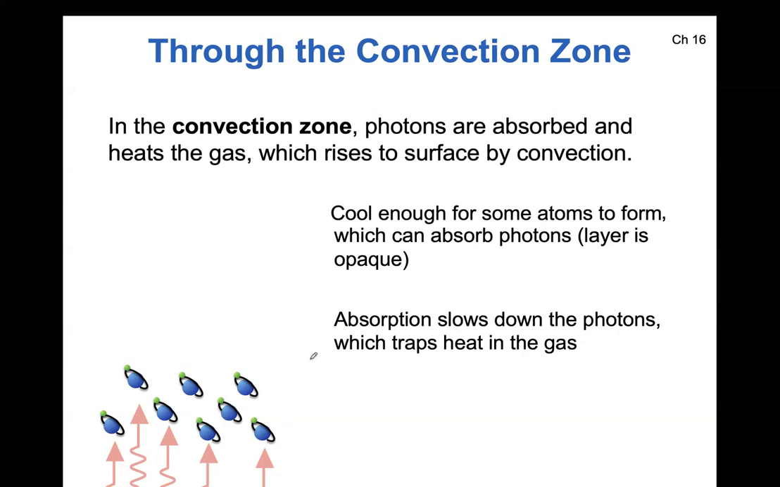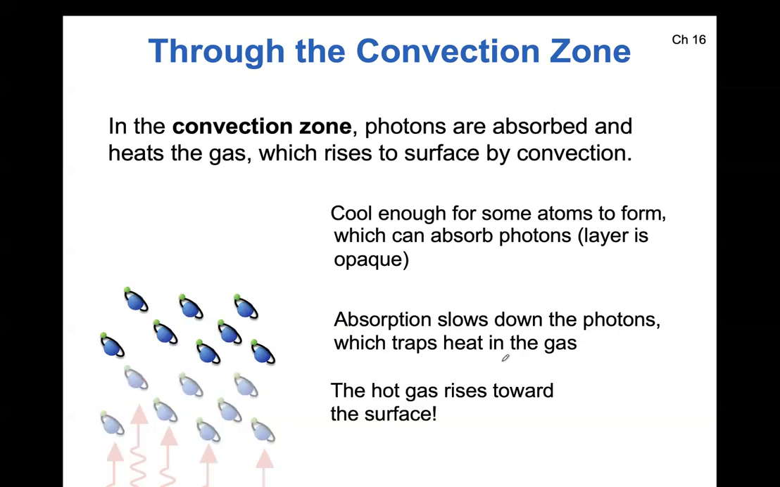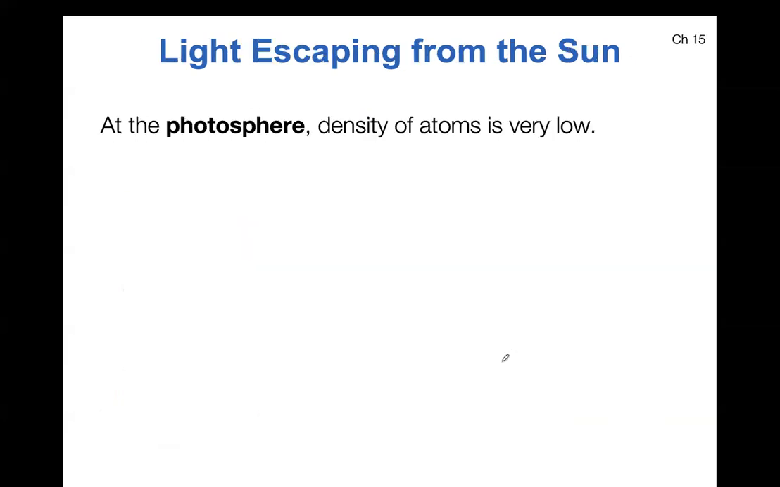Absorption slows down the photons, which traps heat in the gas. The hot gas rises towards the surface. So you have these huge plumes of hot, rising gas in the convection zone.